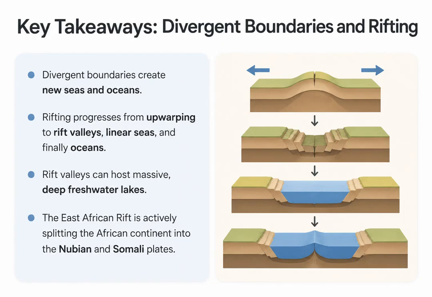To wrap up our discussion on divergent boundaries, let's review the key takeaways. Divergent boundaries are the engines that create new seas and oceans. The process is a clear progression. It starts with upwarping and faulting, develops into a rift valley, floods to become a linear sea, and eventually expands into a vast ocean. Along the way, continental rift valleys can form deep basins that host some of the world's largest freshwater lakes. Finally, we can see this entire process in action today along the East African Rift, which is slowly but surely splitting the African continent in two.